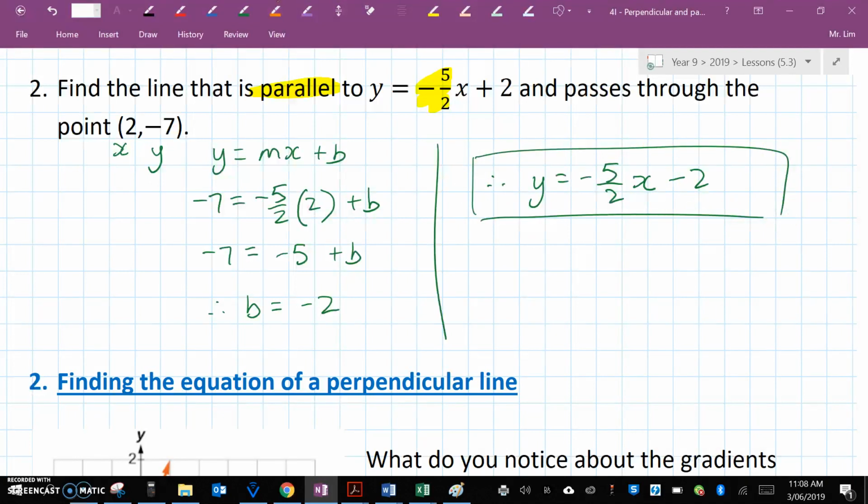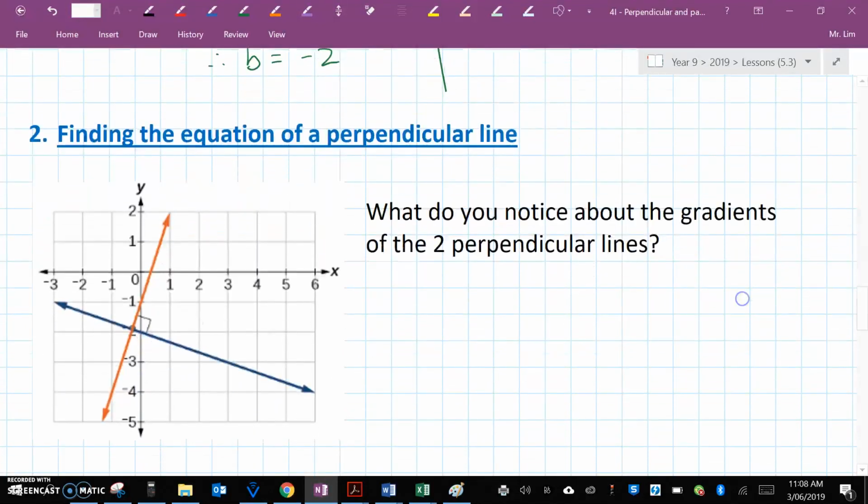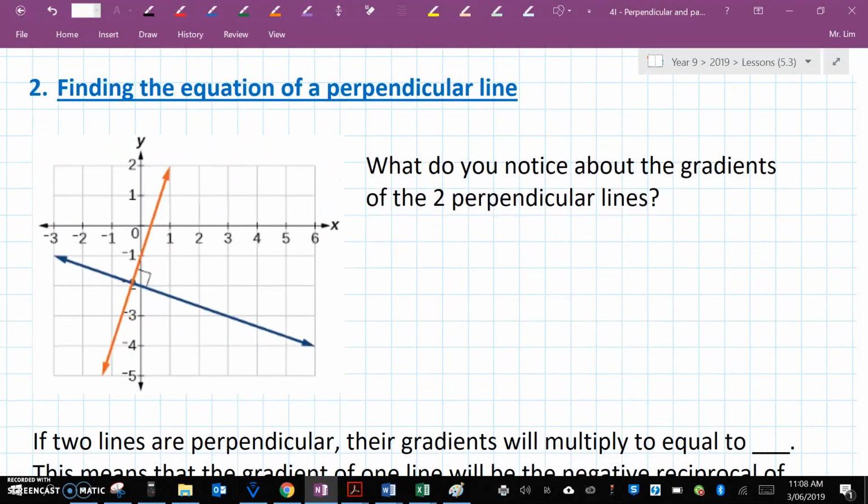We're now going to have a look at how to find the equation of a perpendicular line. So what do you notice about the gradients of the two perpendicular lines? So let's work out the gradients for each of these. I'm going to pick this point here and this point here. Rise is 3, run is 1. So let's call that M1. The gradient of the first line is rise over run, which is 3.